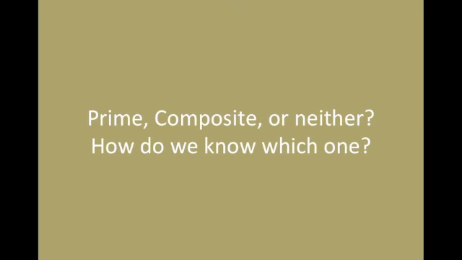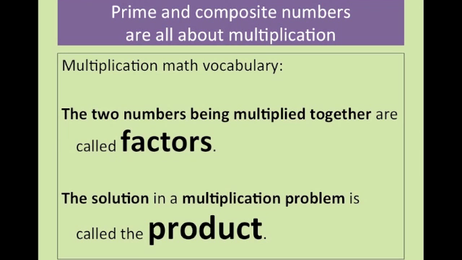Before we go into our lecture on prime factorizations, let's first talk a little bit about what a prime number is, what a composite number is, and the couple of special cases that would be neither. So, how do we know which one we have when we're given a number? Let's talk about prime and composite numbers in terms of multiplication.